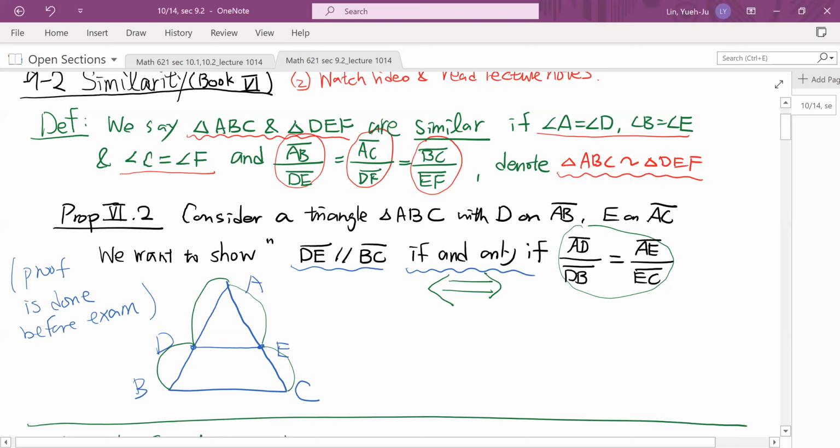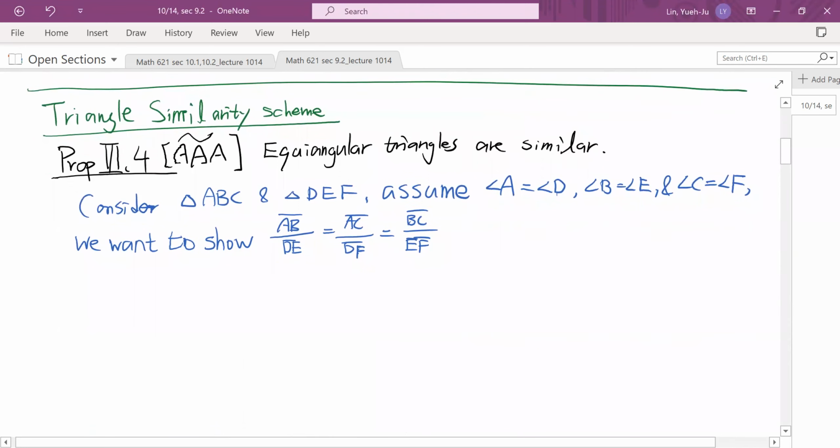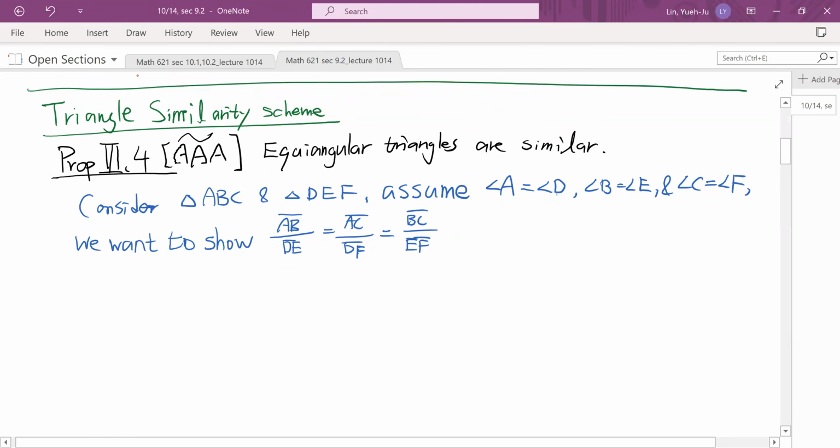So we are going to use this important tool to prove the following two triangle similarity schemes. So now let's see. This is the triangle similarity scheme. The first one is actually the commonly used one. This is Proposition 6.4. Essentially, I would say it's just the AAA similarity scheme. And as you can see, we use this notation, delta on the top.